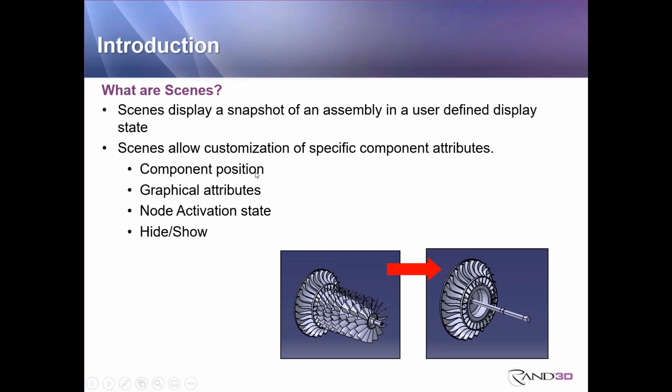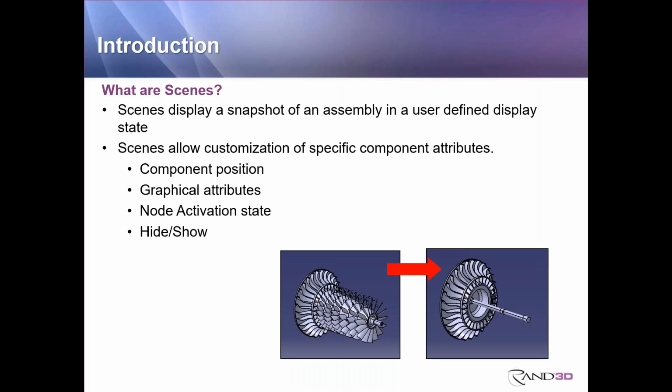So scenes allow us to customize specific component attributes. There are basically 4 main values that we can customize about our part scene. We can customize their positions, so where they're at. You move them up or down, left or right, or back and forward. We can customize their graphical attributes, basically their color. So if you don't want the standard gray, you can make them blue, green, red, yellow. Maybe you want to highlight all of the fasteners, or you want to highlight a certain surface.